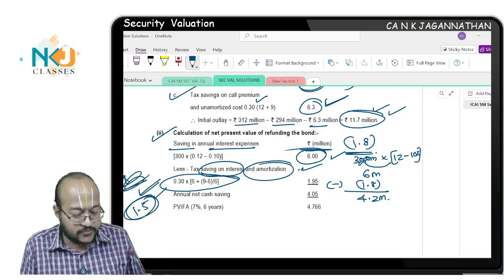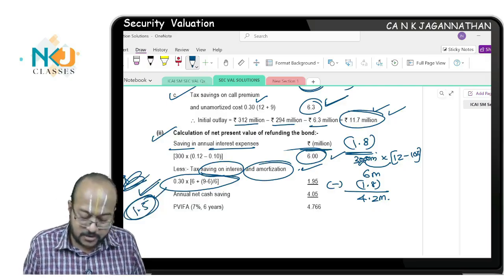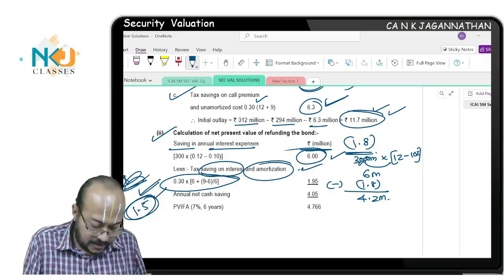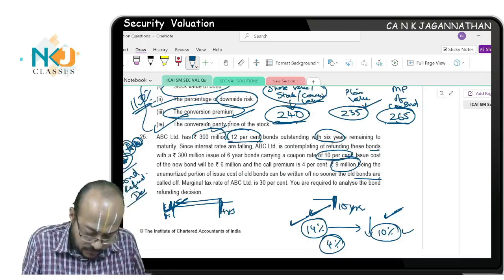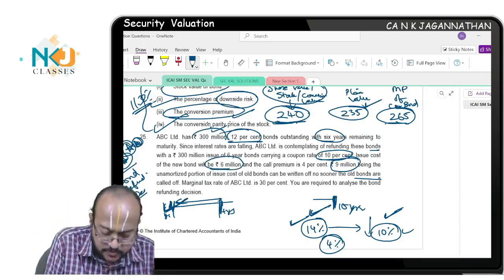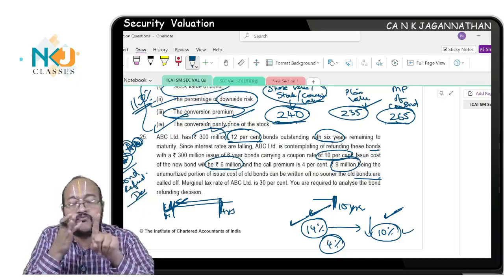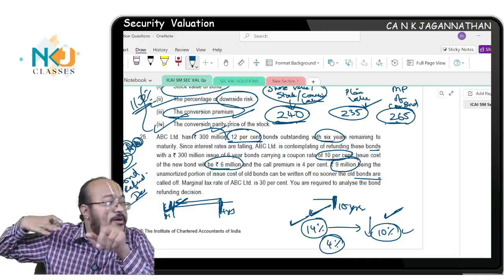Now, because of this callback, what happens? You need to understand, I need to amortize only 6 million. The issue cost of the new bond is only 6 million. Are you understanding? The issue cost of the new bond, 6 million, will be the new amortization over the balance period of 6 years.